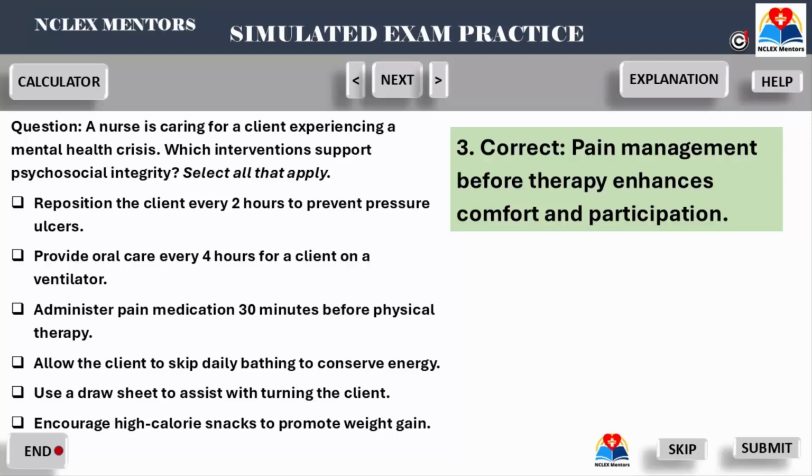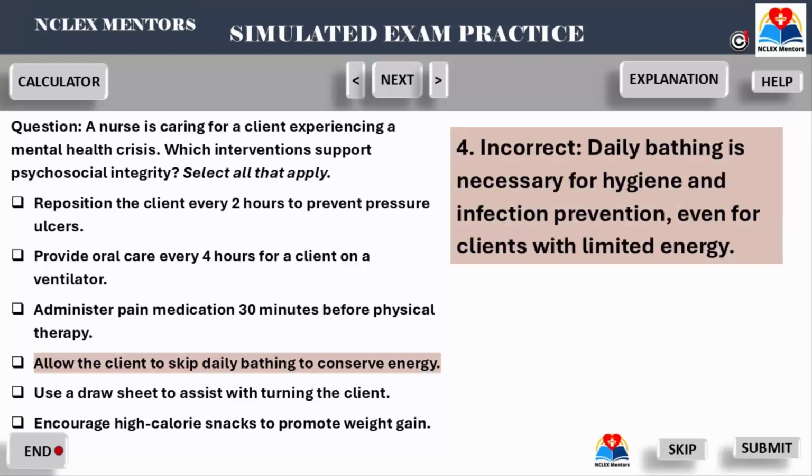Giving pain meds ahead of therapy helps the client tolerate movement and get the most out of their session while staying comfortable. Option 4. Allow the client to skip daily bathing to conserve energy. Not ideal. While we want to respect the client's energy levels, daily hygiene is still important for infection prevention and skin health. There are ways to adapt the routine without skipping it altogether.